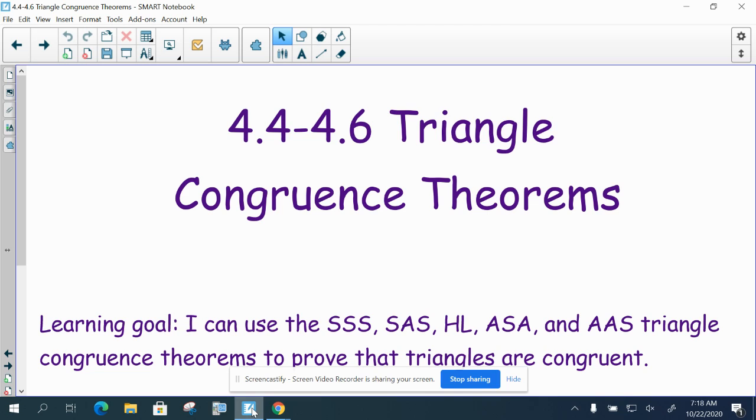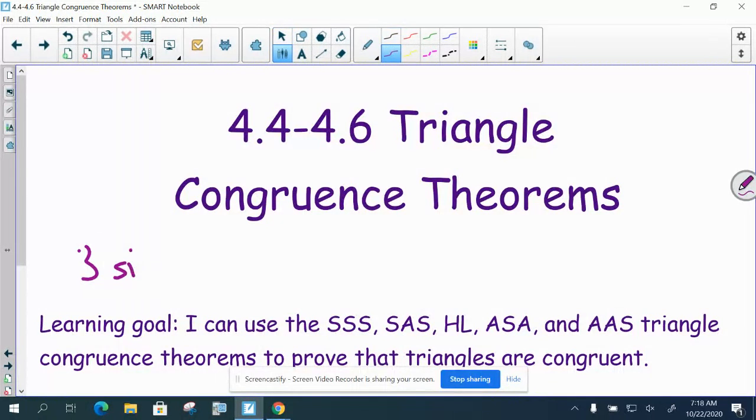Hello everyone, this is lesson 4.4 to 4.6, Triangle Congruence Theorems. In this lesson, you're going to learn some theorems that will help you prove that triangles are congruent. Before today, in order to prove that triangles are congruent, you would have had to prove that all three sides and all three angles are congruent by the definition of triangle congruence.